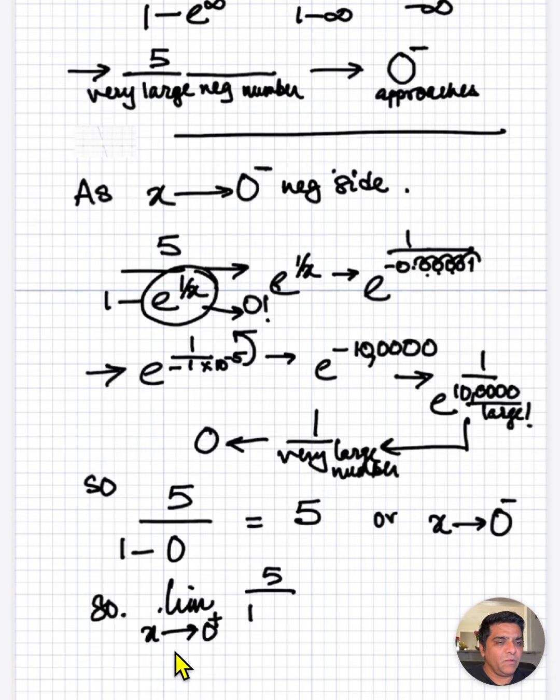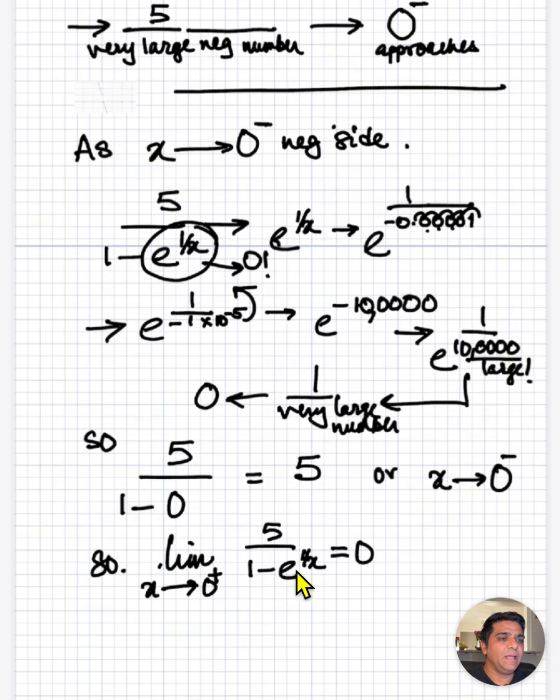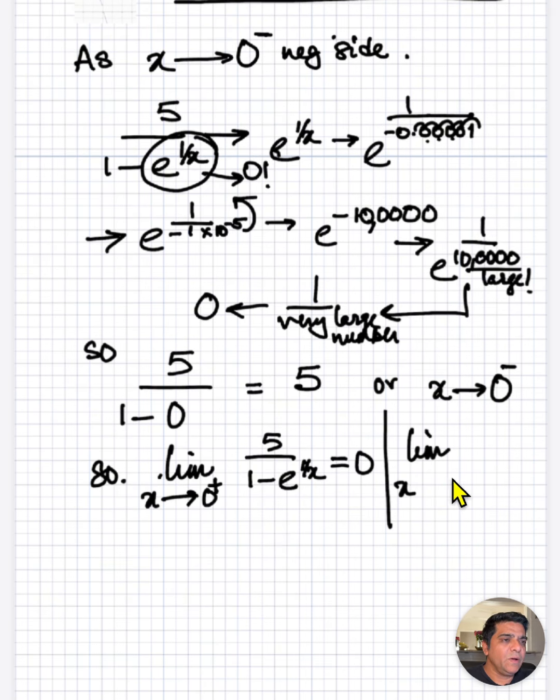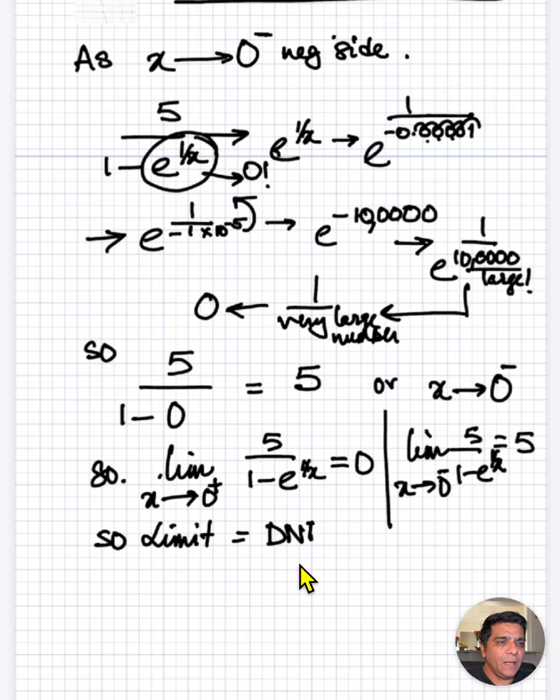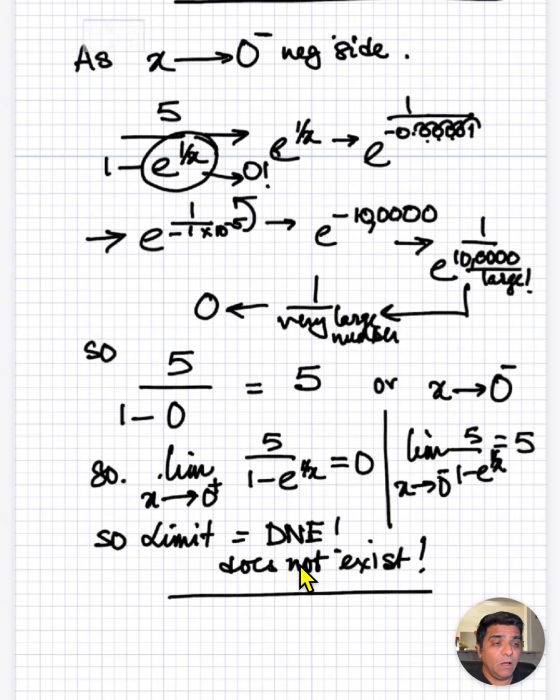Now let's just write it down. Limit as x approaches 0 from the positive side of this is 0. Limit as x approaches 0 from the negative side of this is 5. So basically the limit does not exist, because the left and right side limits are not the same. So the limit does not exist.